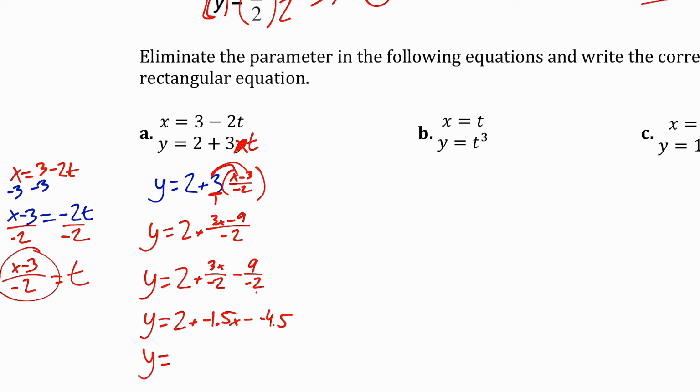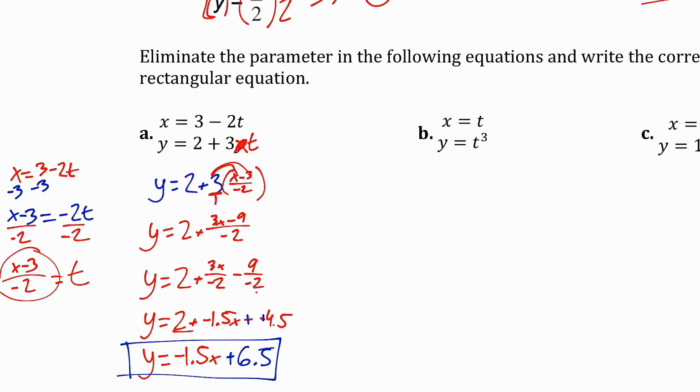Combining some like pieces here. Let's put this in standard form. Negative 1.5x for our first term. And we got 2 minus negative 4.5. In other words, it's plus 4.5. So we end up with 2 plus 4.5, giving us 6.5. So our final answer in rectangular coordinates is y equals negative 1.5x plus 6.5.